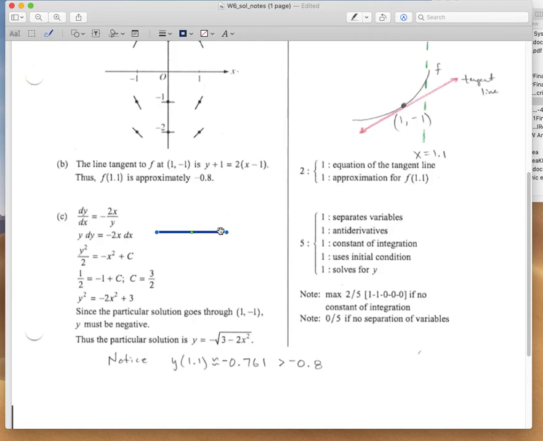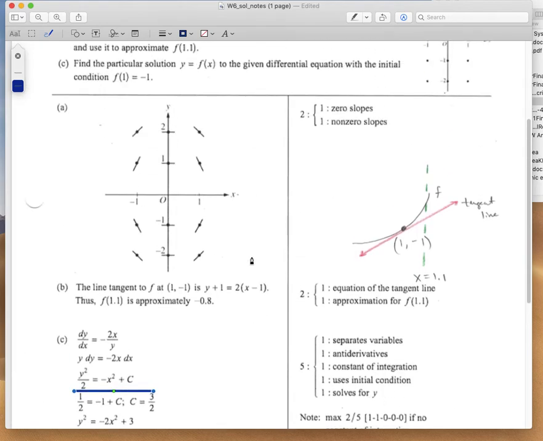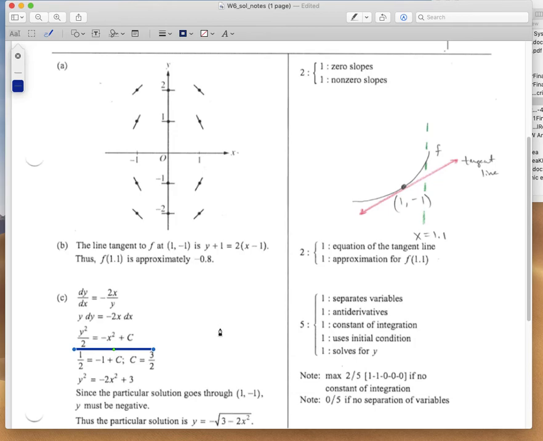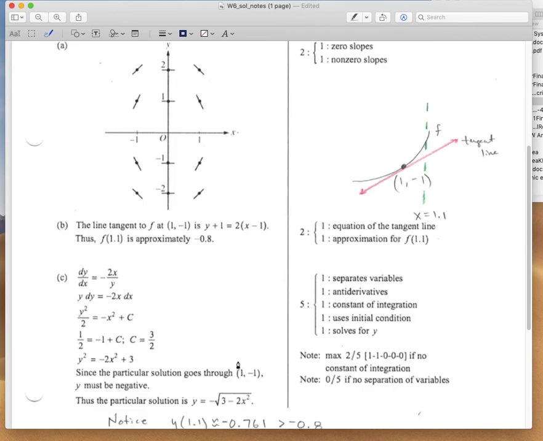So once I have this general solution, now I can use the initial condition. The initial condition, f of 1 equals negative 1. So there's an xy pair. x is 1, y is negative 1. So I plug those in for x and y, and I solve this for c, and I get c equals 3/2. So I plug 3/2 back in for c. x and y go back in instead of their numbers at that particular point.